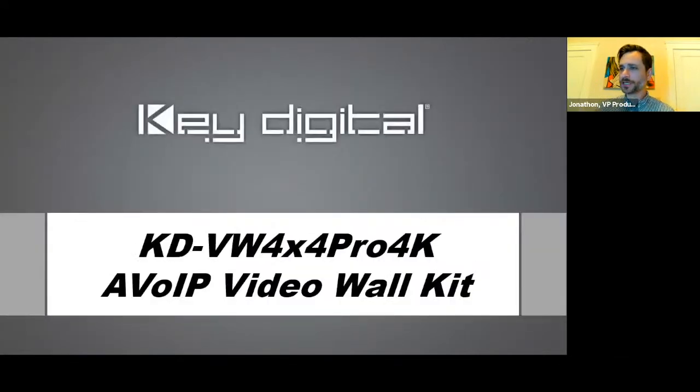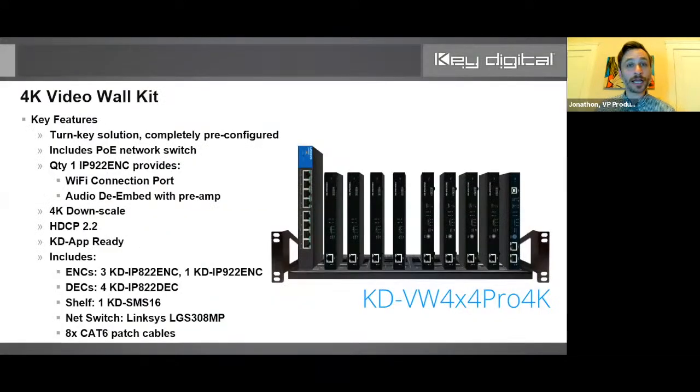So let's move on to the VW4x4Pro-4K. This is a kit made of our AV over IP products that is ready to go, delivering all of those same video wall configurations we just showed you, but using AV over IP, which is going to lend itself some benefits here. So it not only includes 4 encoders, 4 decoders, it includes an 8-port Linksys LGS, I believe the model is 310MPC, network switch, and that shelf mounting solution, KD-SMS16, that you see there.